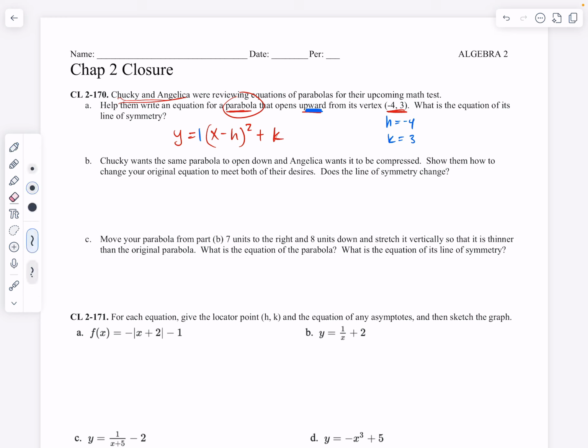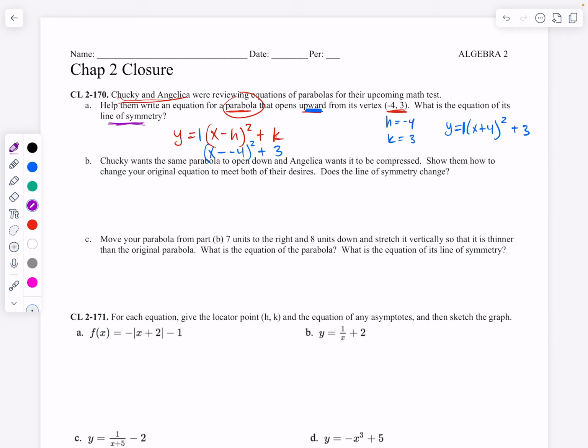So I'm going to change this to x minus -4 on the inside, and then plus k is 3. So the way that I can more easily write this is as y equals (x plus 4) squared plus 3. Sorry, I forgot the square right there. Okay, so y equals a(x plus 4) squared plus 3 with a stretch factor of 1, 2, 3, any positive number. And then the equation of its line of symmetry.